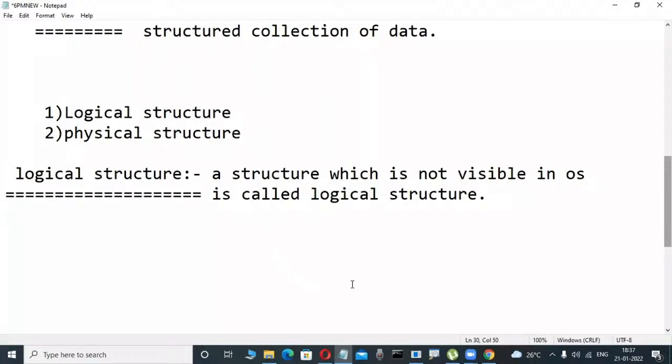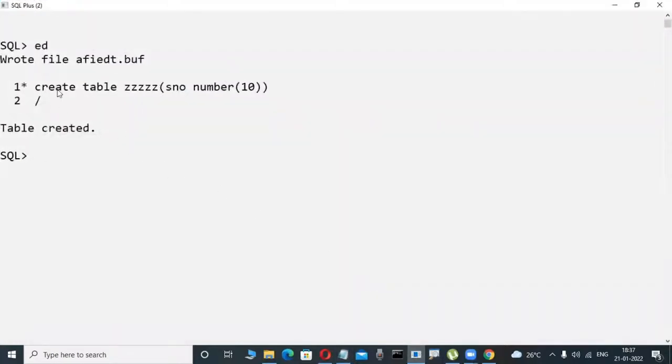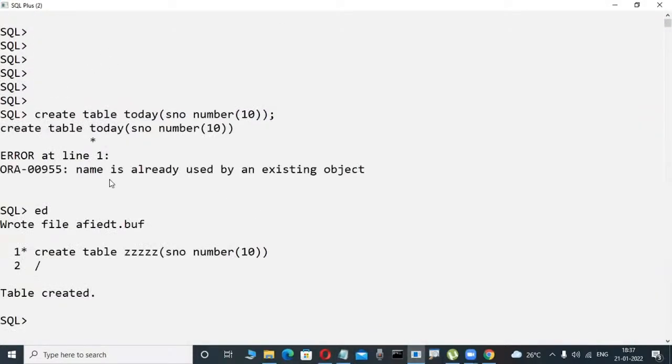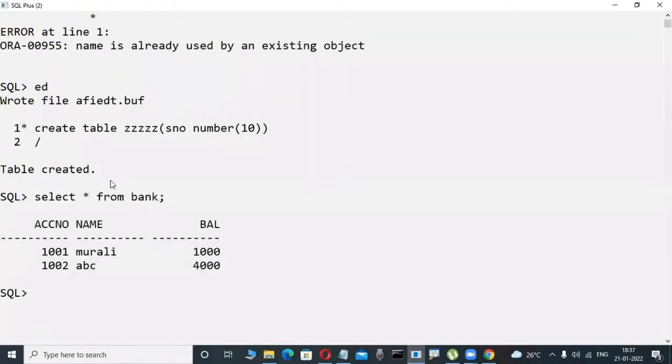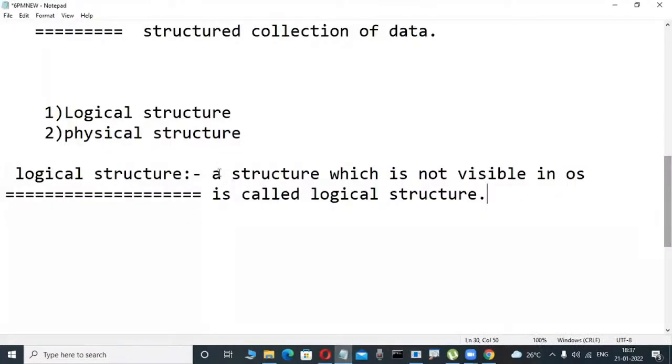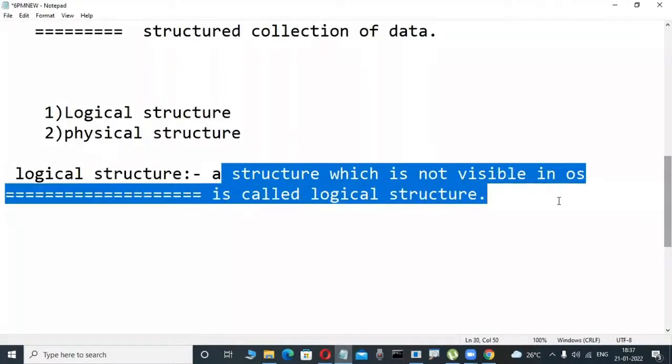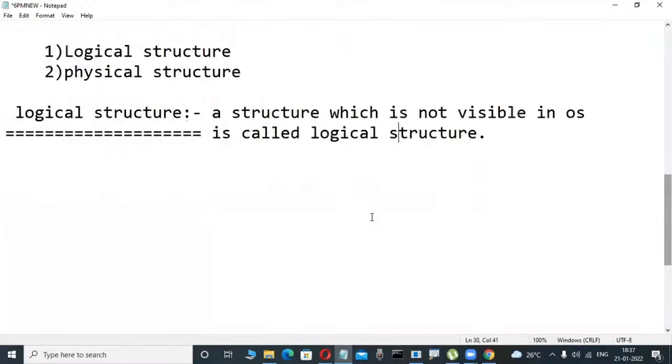That's why when you are creating a table also, we are unable to view it in the C drive, D drive, like that. But where is it visible? Yes, in a database. This is a database only, don't worry. In this database only, it is visible. So those tables are visible in a database, but not visible in your C drive, D drive. That's why a structure which is not visible in the operating system is called a logical structure.